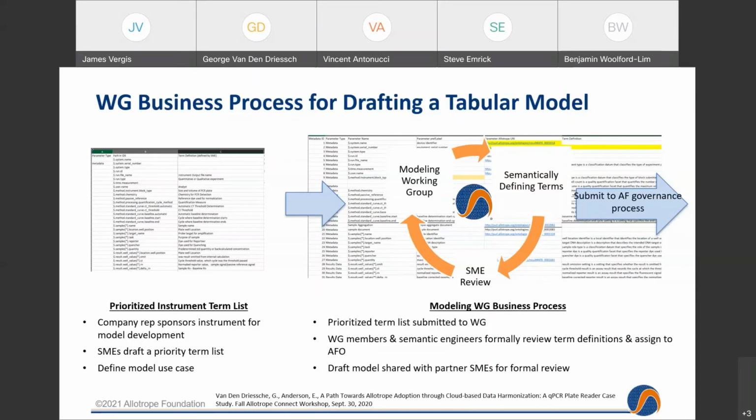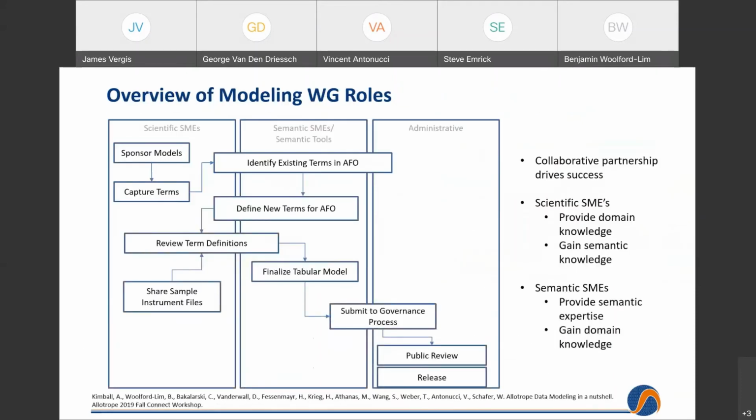So an overview of the various roles within the working group. The scientific SMEs are responsible for sponsoring models and capturing that first generation of terms. The semantic engineer SMEs are identifying existing terms in the AFO, begin the process of defining new terms for the AFO, and then sending those new terms back to the SMEs who review term definitions.